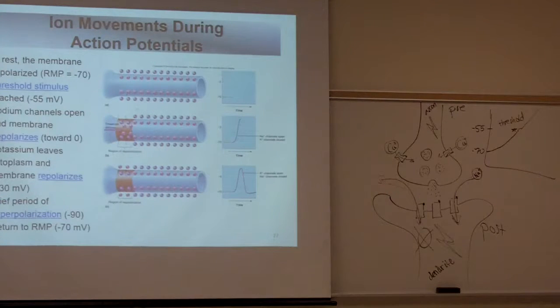So these are all the special numbers. These are the numbers to memorize. -55 threshold. Depolarization is towards 0. Repolarization, after we go up to +30, goes back down towards your resting potential. But remember, it shoots underneath for a moment. That's hyperpolarization, which is generally at -90. What returns that neuron back to its resting potential? The sodium potassium pump, constantly bailing out sodium. Okay, let's watch a video.